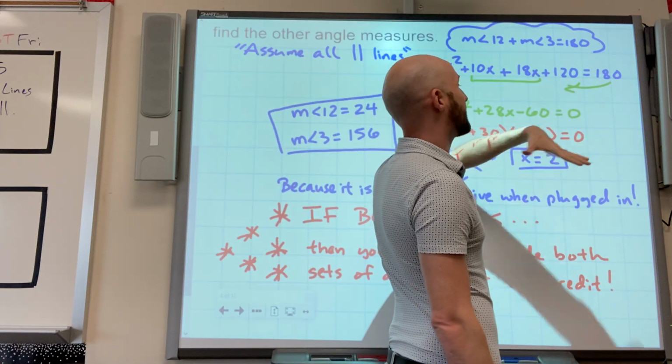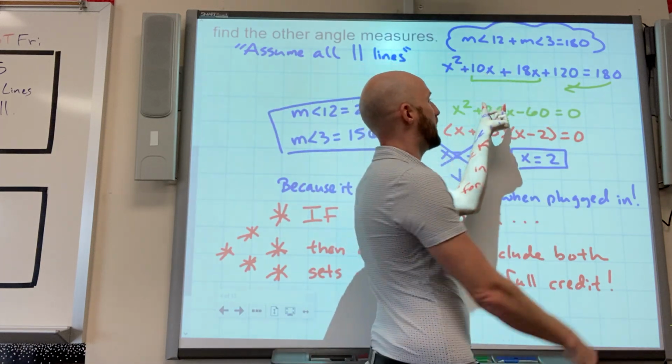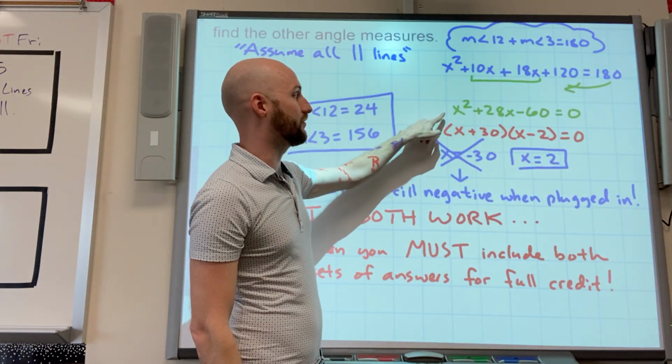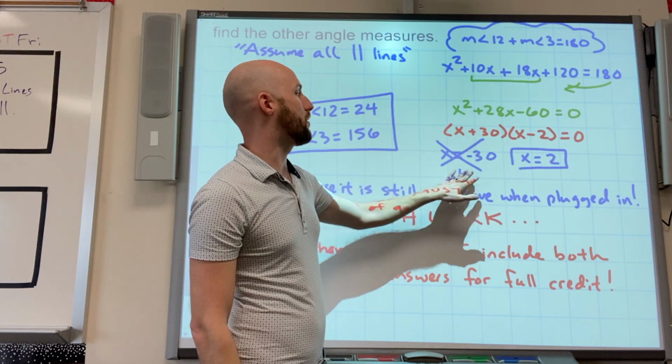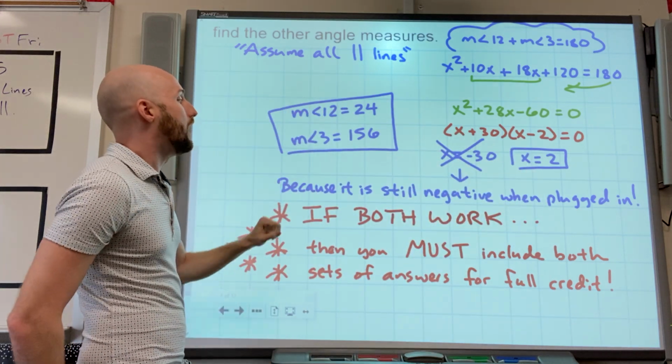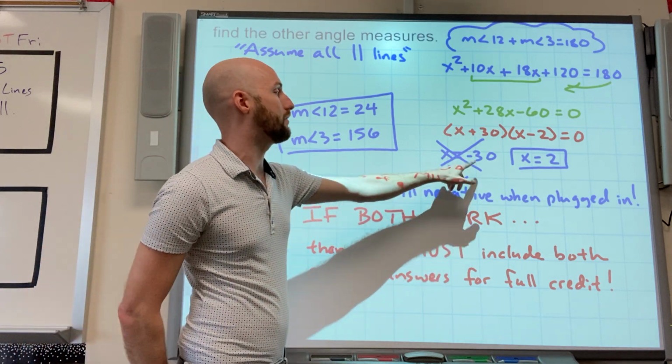I then had to get this condensed for factoring, so combining these up, moving that over, getting to this step. If I can get here successfully, then I get the factors, and from the factors I pull out the two potential solutions. Because it's still negative when plugged in is why that doesn't work.